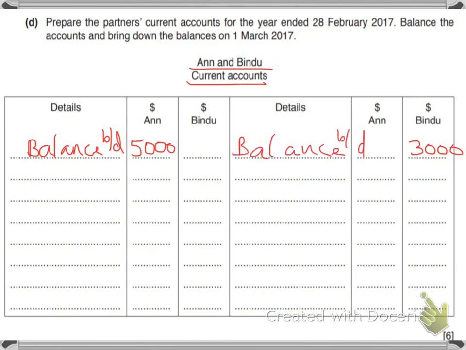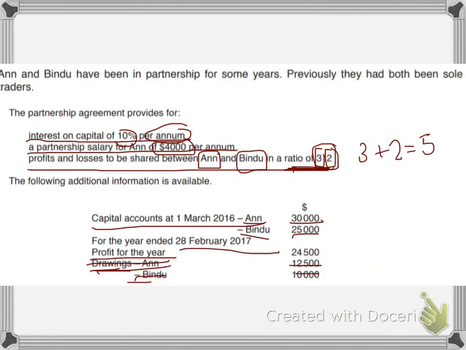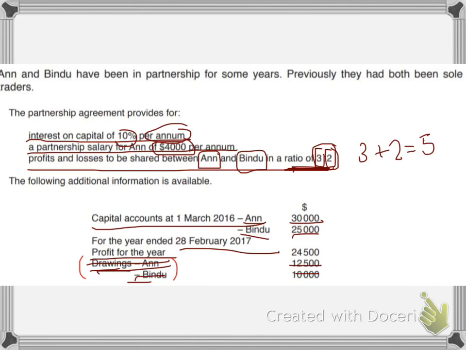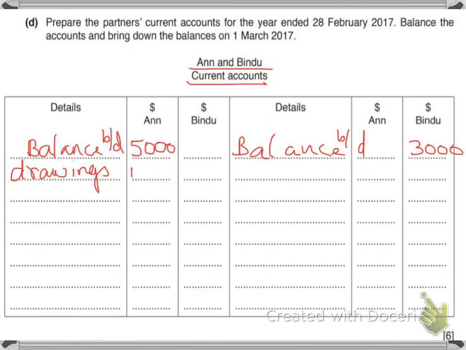After that we need to record the drawings on the debit side. Before, in the previous question for the profit and loss appropriation account, we had the drawings. So now we'll take the drawings into account. We write drawings on the debit side, and then we have different amounts for Anne and Bindu. For Anne it is 12,500 and for Bindu 10,000. So here 12,500 for Anne and here 10,000 for Bindu. Then there's no interest on drawings, so we don't need to record the interest on drawings.